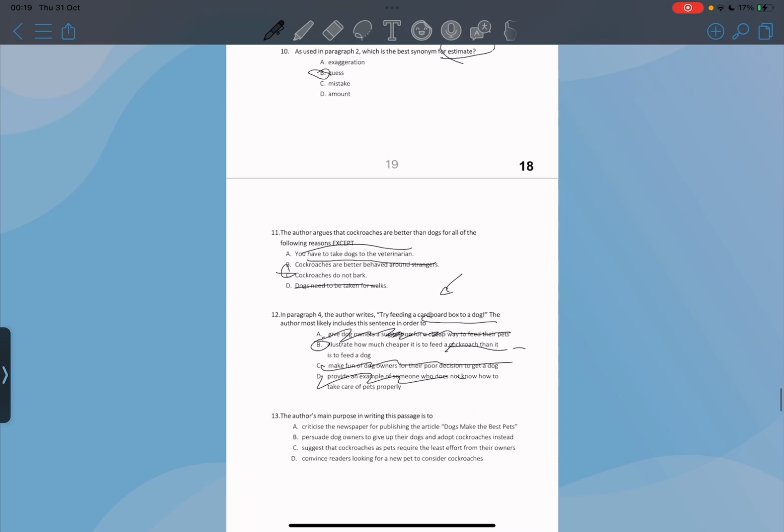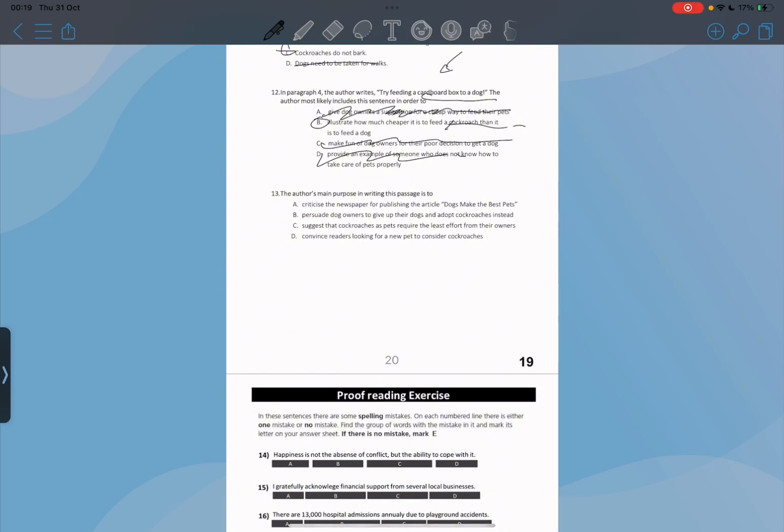Okay. Question 13. The author's main purpose in writing this passage is to criticize the newspaper for publishing the article. Well, it's not very critical. It's not really giving any. It's more of a joke, as you can see. Persuade dog owners to give up their dog and adopt cockroaches instead. Not quite. Suggests that cockroaches as pets require least effort from their owners. He is suggesting that, but that's not the purpose of this passage. The purpose of this passage really is to convince readers who are looking for a new pet to consider cockroaches.